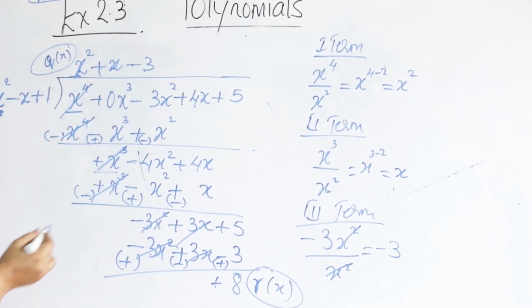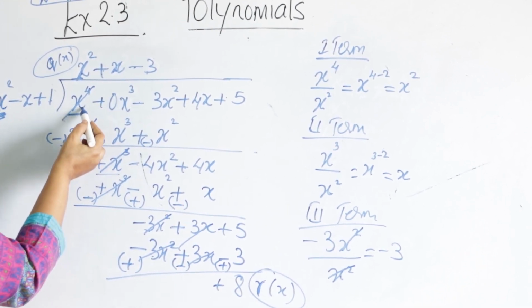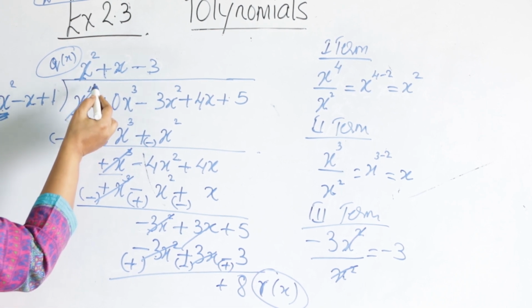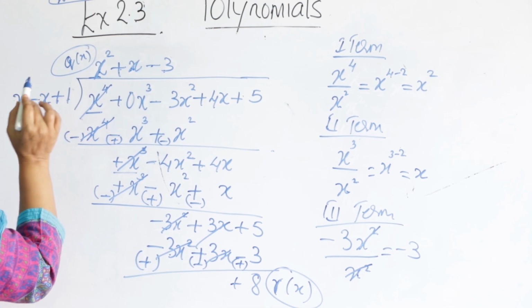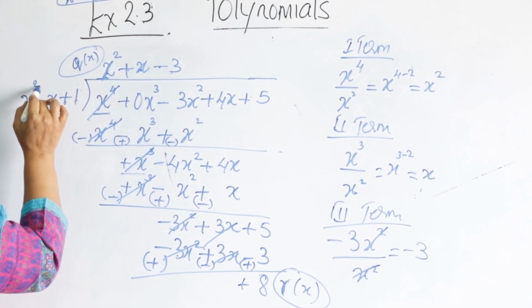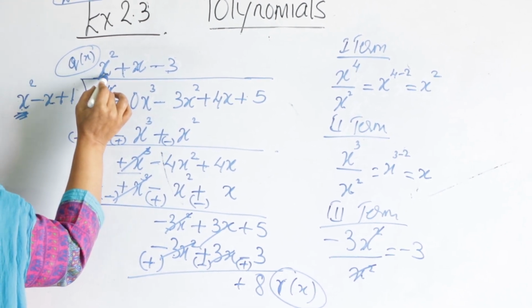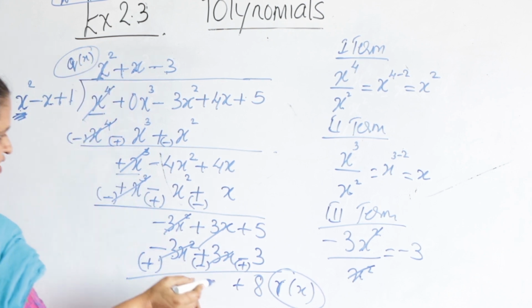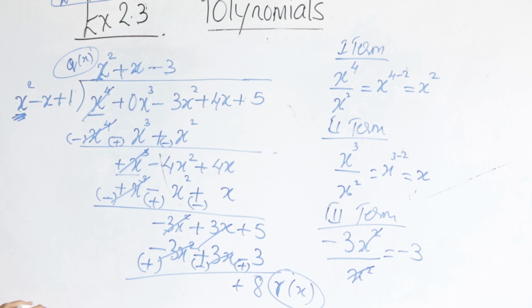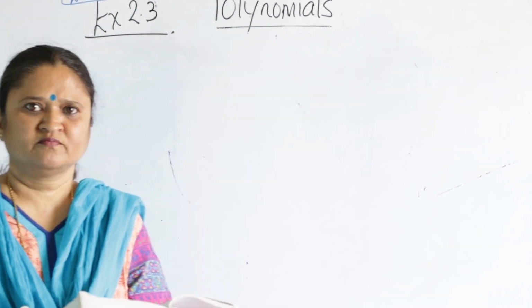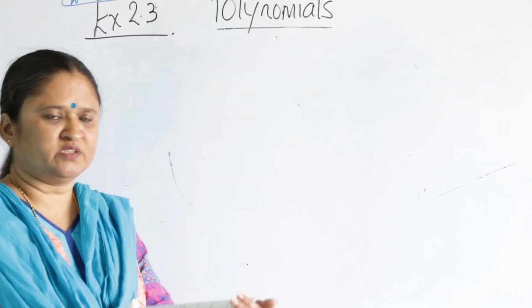If you observe, the degree of p of x is 4, degree of g of x is 2, degree of q of x is 2, and degree of r of x is 0, since it is 8. This is the second problem. Now let's move on to the third problem.